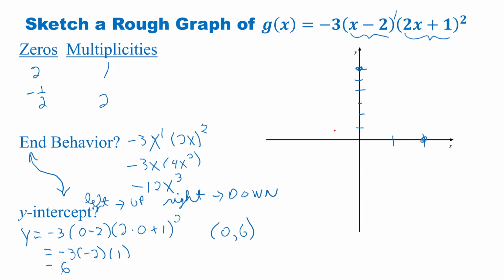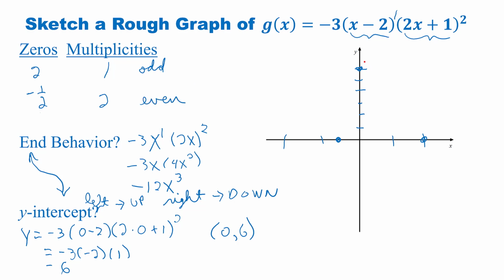So we have an x-intercept at (2, 0), and our other zero is negative 1/2, so we would have an x-intercept at (negative 1/2, 0). Our multiplicity of 1 is odd. Our multiplicity of 2 is even. I don't really need to use the end behavior here.